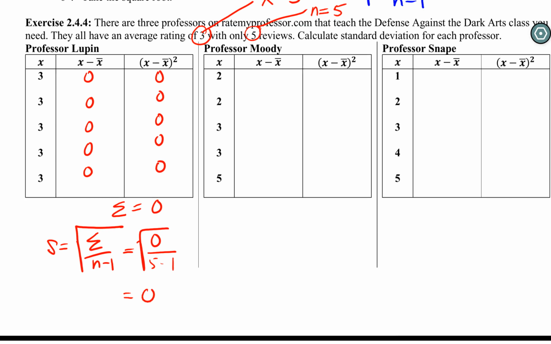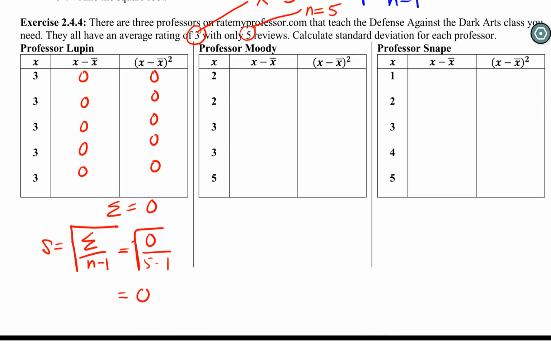But we can move on to Moody. Now for Moody, there is some deviation. This guy is 1 below the mean, 1 below the mean, the same, and 2 above the mean. So these deviations will always sum up to 0. That's just a trick about the mean.